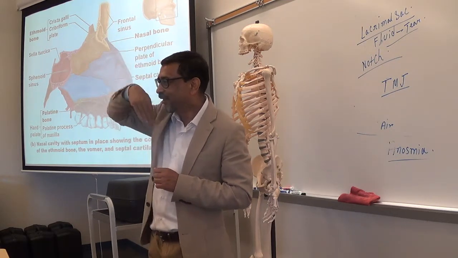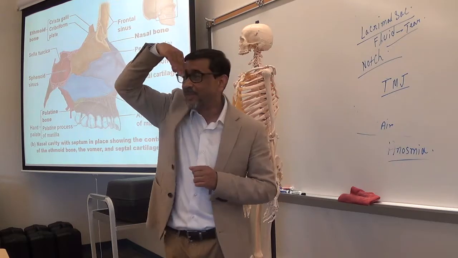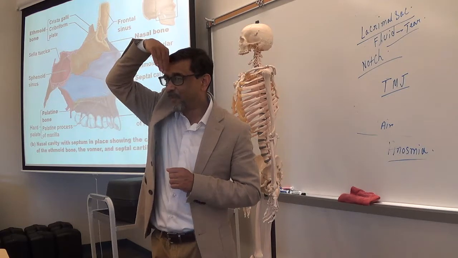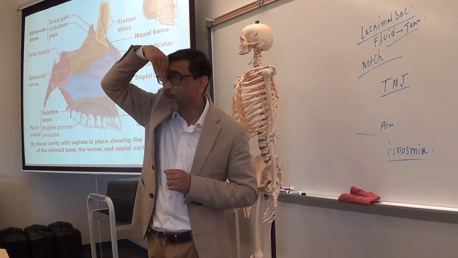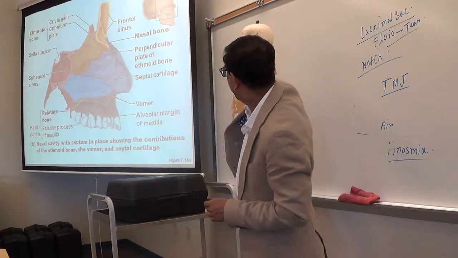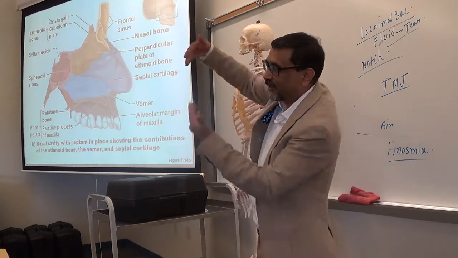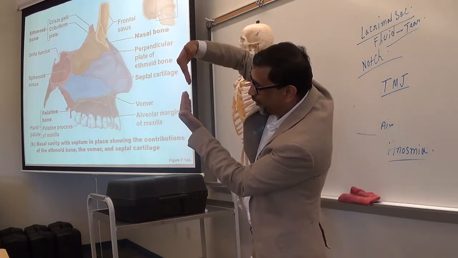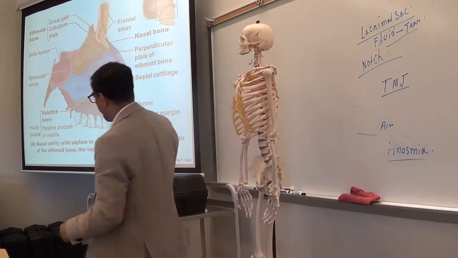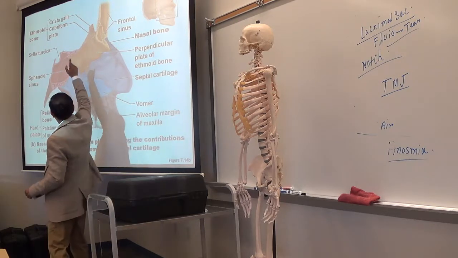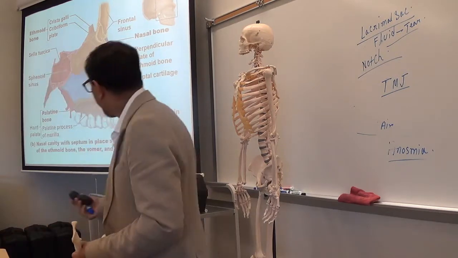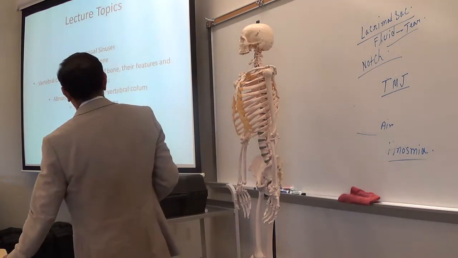Do you remember that? So that perpendicular plate I mentioned at that time forms the upper part of the nasal septum. So upper part of nasal septum is formed by the perpendicular plate of ethmoid. Now makes sense, right? And the lower part is formed by plough-shaped bone, vomer. So these two bones, perpendicular plate coming from above and vomer from below, join to form the bony part of the nasal septum. So this is vomer, this is the perpendicular plate of the ethmoid bone.